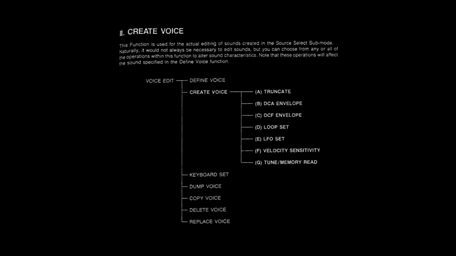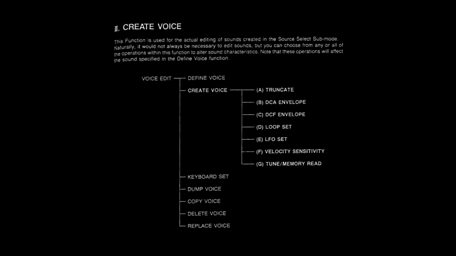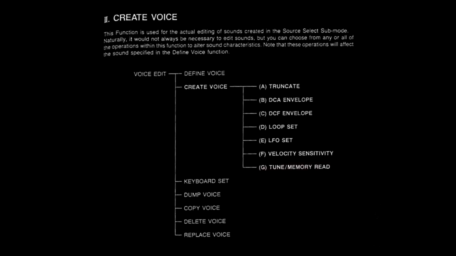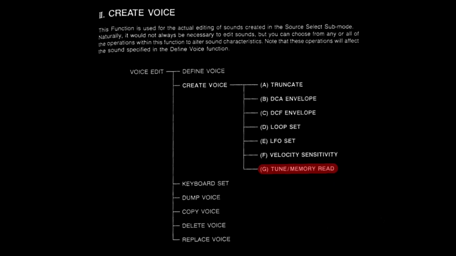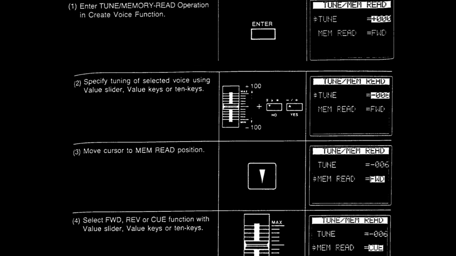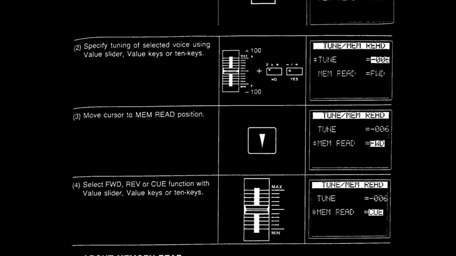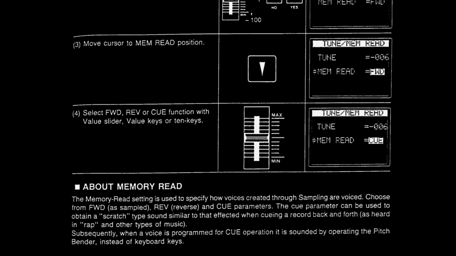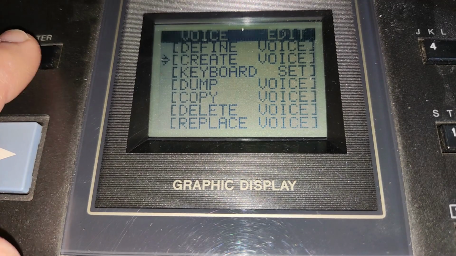Let's start with a mostly useless but fun feature. When creating a voice, which is the smallest building block to create an instrument from a sample, the last section, Tune Memory Read, has a little surprise. As you would guess from the name, you can fine-tune the sample and also select if the sample is played forward, backward or is cued. This unique feature lets you play the sample with the pitch wheel, creating some cheap-ass scratching effect.